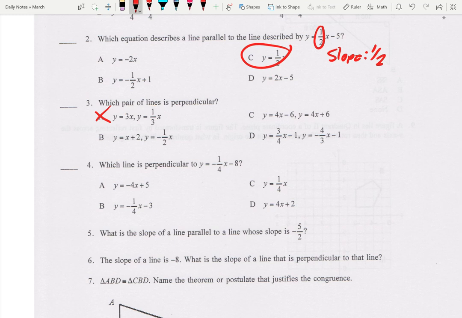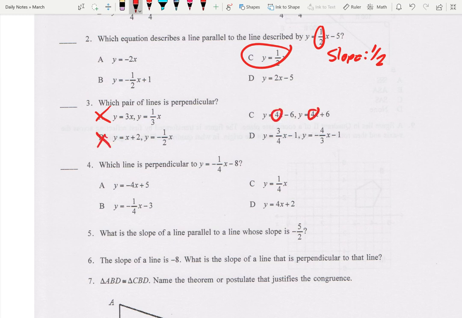Now, in B, we have a slope of 1, and we have a slope of -1/2. Now, these are also, again, not opposite reciprocals, because the opposite reciprocal to -1/2 would be +2, because it'd be 2 over 1. So that's not 1, right? These are not opposite reciprocals either. So it can't be B.